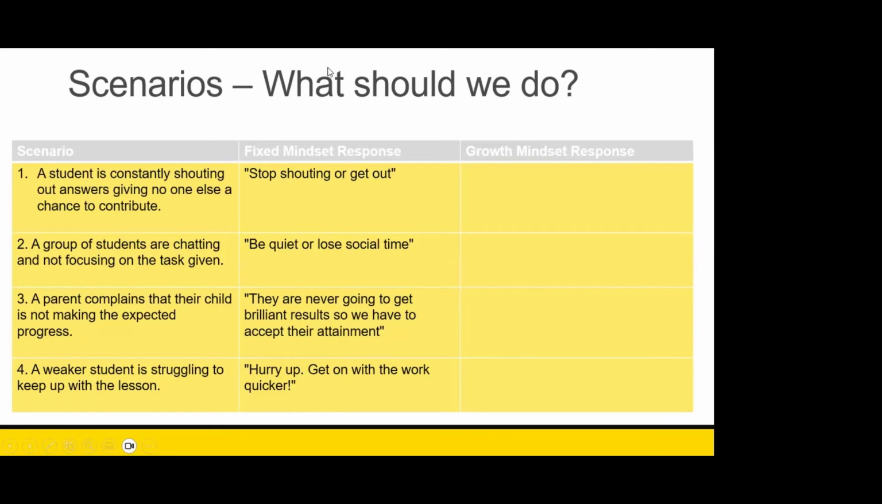If a parent complains that their child is not making the expected progress, the positive growth mindset statement that I can give is to tell the parents, "Hello, parents, please allow your child to try his or her best." Hello, can you hear me? Can I continue? I'll let the parents know that please allow your child to keep on trying his or her best.